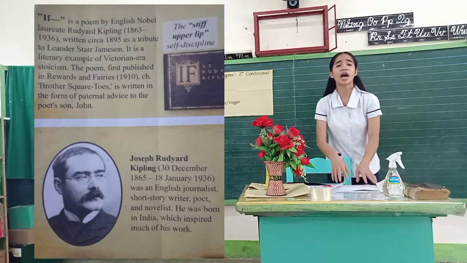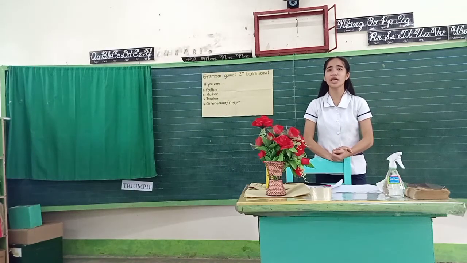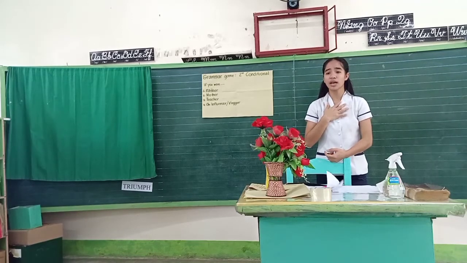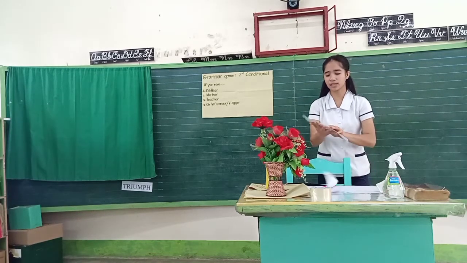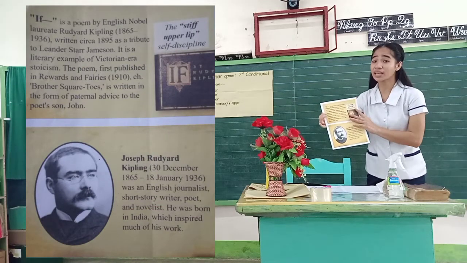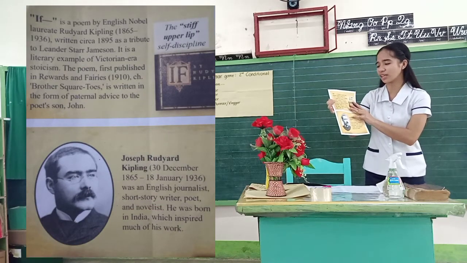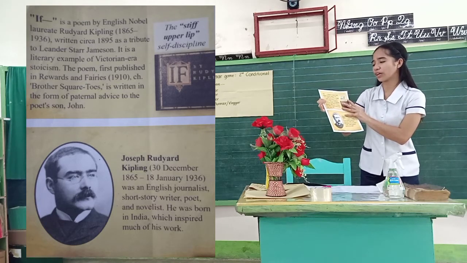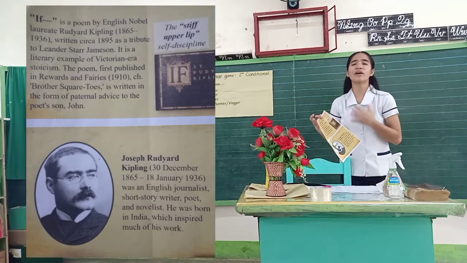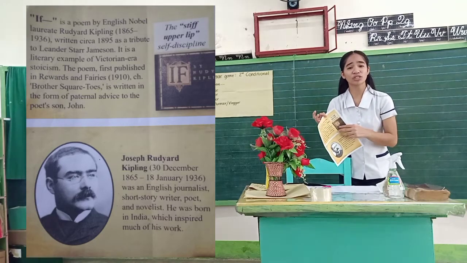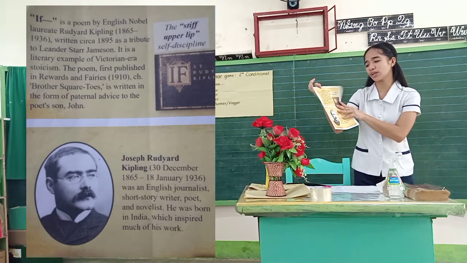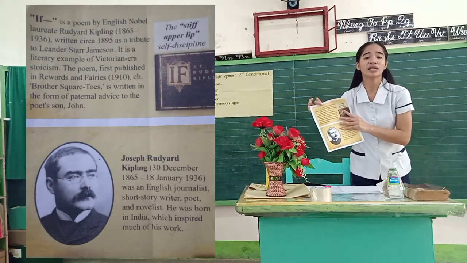So, did you know, class, that Mr. Rudyard Kipling, when he was 5 years old, was taken to England, and there he felt confusion, he felt abandoned. So let's take a look at his poem, If. If is a poem by English Nobel laureate Rudyard Kipling, written around 1895 as a tribute to Leander Starr Jameson. It is a literary example of Victorian era Stoicism. So the stiff upper lip, self-discipline, is a person who can hold their emotions, their feelings. And the poem, first published in Rewards and Fairies, Brother Square Toes, is written in the form of paternal advice to the poet's son, John.